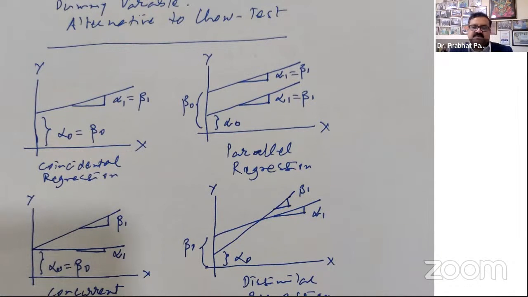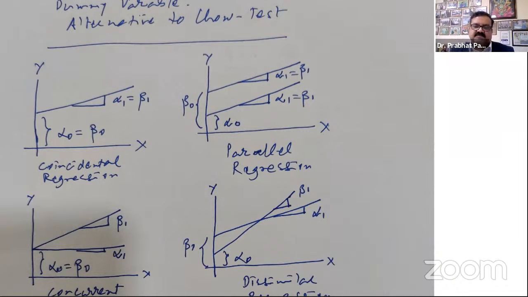Quantum has changed. So for example, the saving behavior has not changed. In this case, let's say, if we get the parallel equation, that means the saving behavior of people has not changed. People are saving only in the same pattern as they were saving earlier, but it's only the quantum of saving that has changed.